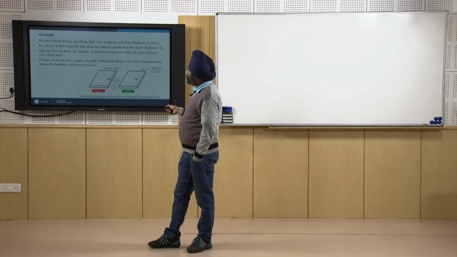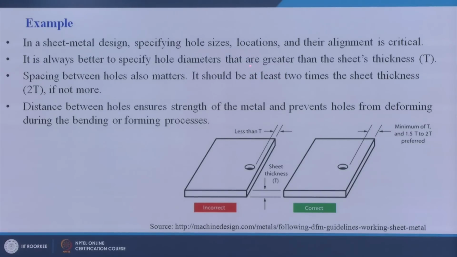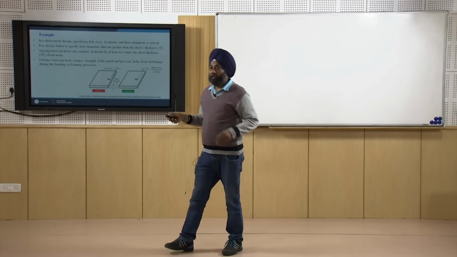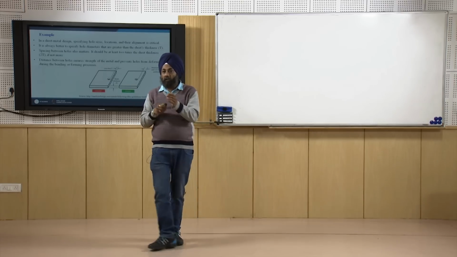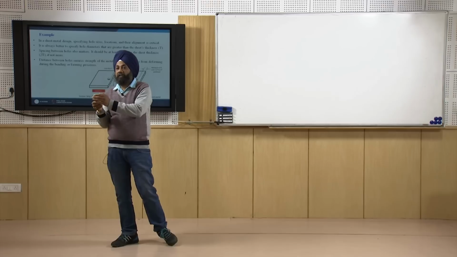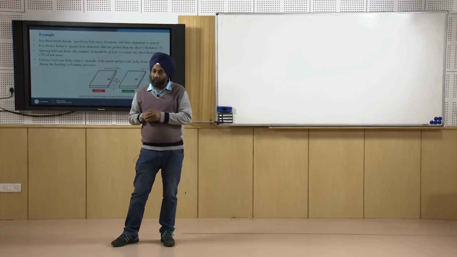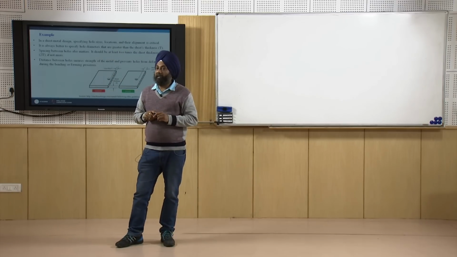So it is always better to specify hole diameters that are greater than the sheet's thickness. So this is a sheet which has got a thickness of T, capital T. So the diameter of the hole should be greater than the sheet thickness. This can be one of the DFM guidelines for manufacturing of or fabricating parts made out of sheet metal or the parts that require sheet metal operations.